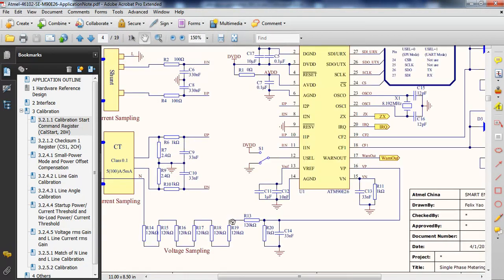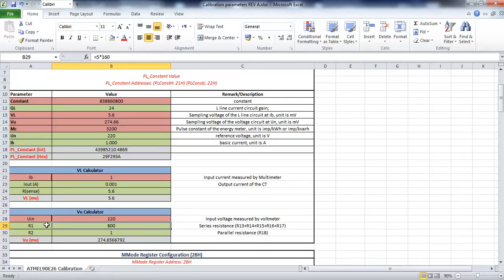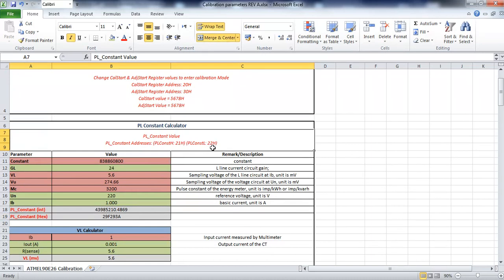is the voltage created after the voltage divider, which is the voltage at point VP. This will be based on the voltage divider resistor values. So you need to put the R1 and R2 values, and this value is automatically replaced here into VL and VU. And once you fill the GL, UN, and IB base current, the PL constant hex value is calculated here, and this value you need to split into two hex values and configure the 21H and 22H registers.